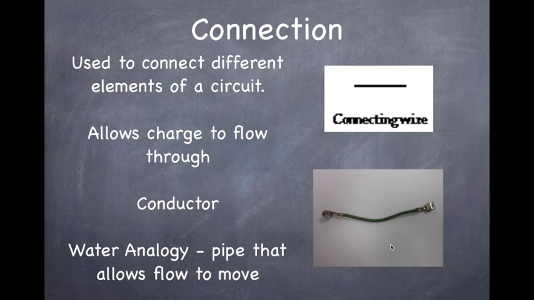Two, we have a connection. Now, the connecting wire is really what we're talking about here. It's used to connect the various elements of a circuit. It has to be made out of metal generally because metal conducts electricity. And if you think about it in terms of our water analogy, the connection is like the pipe that allows the water to move through. Same thing with electrons moving through a wire. The reason why it has to be a metal is metals have a loose electron structure that allows the electrons to move from one to another fairly easily.